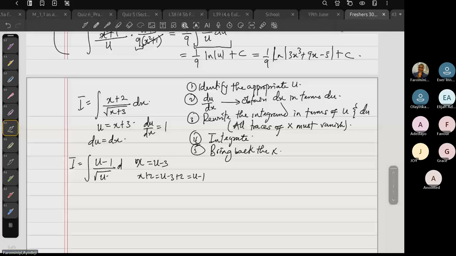Then for us to integrate, the right thing for us to do here is to split it up. So this is going to be the integral of u over square root of u minus 1 over square root of u du.